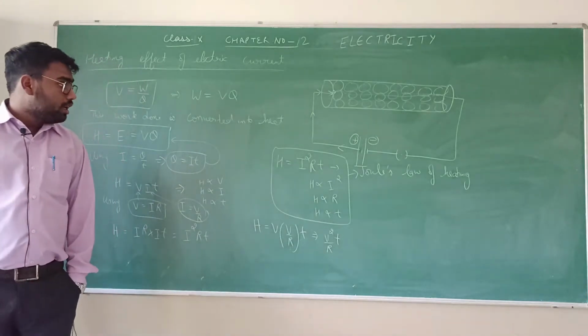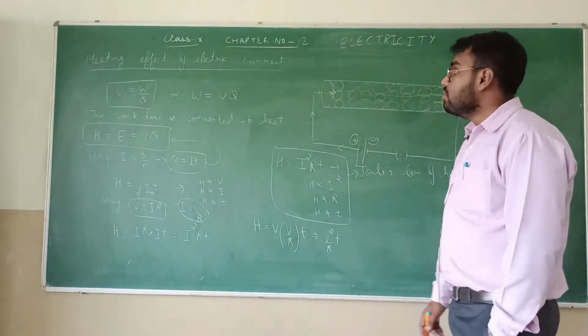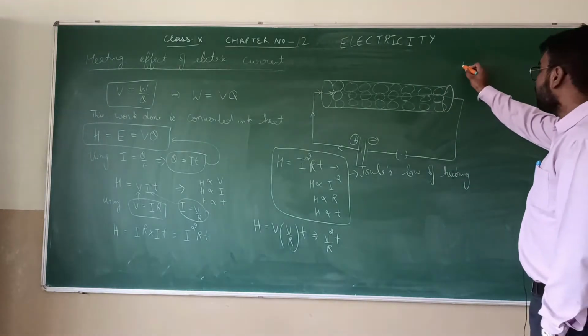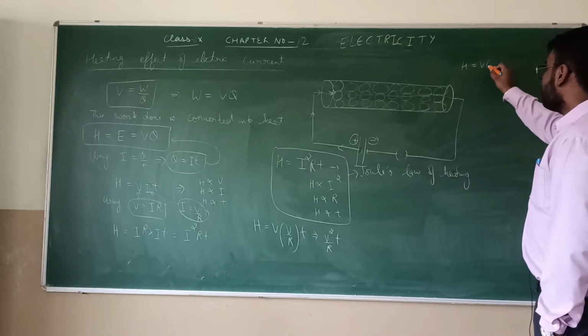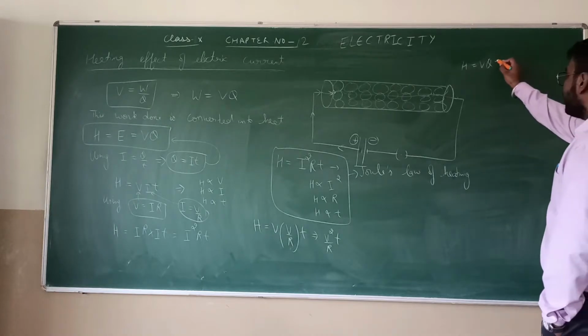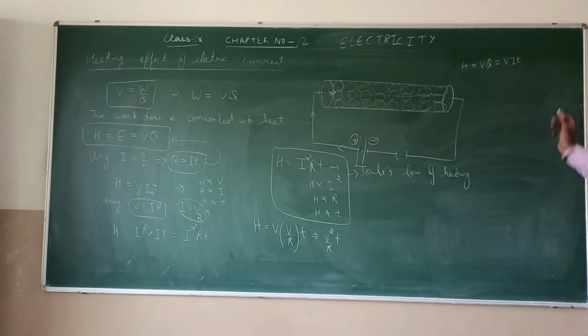So there are 4 formulas to find heat produced in any conductor. These formulas are H is equal to VQ, that is potential difference multiplied by charge, or we can use VIT, that is potential difference into current into time.